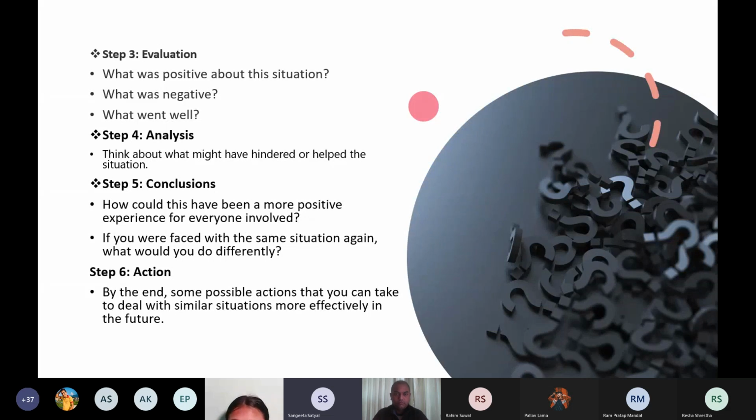And step 5 is conclusion. By the end we draw conclusions on what happened, summarize the learning, and highlight what changes could improve the outcome. And step 6 is action. By the end, some possible actions that you can take to deal with a similar situation more effectively in the future.